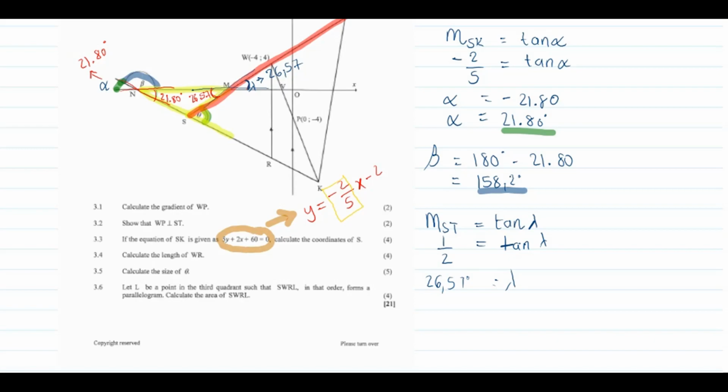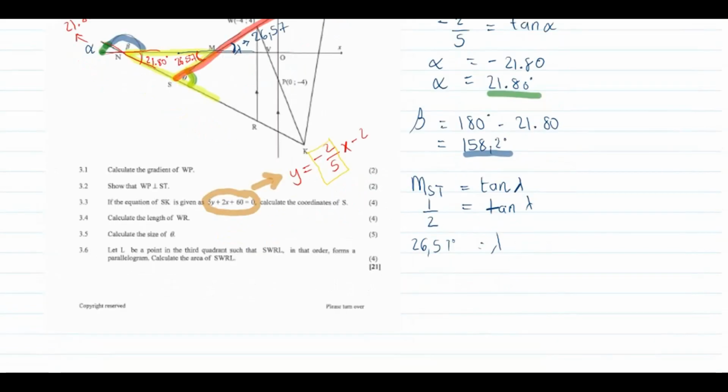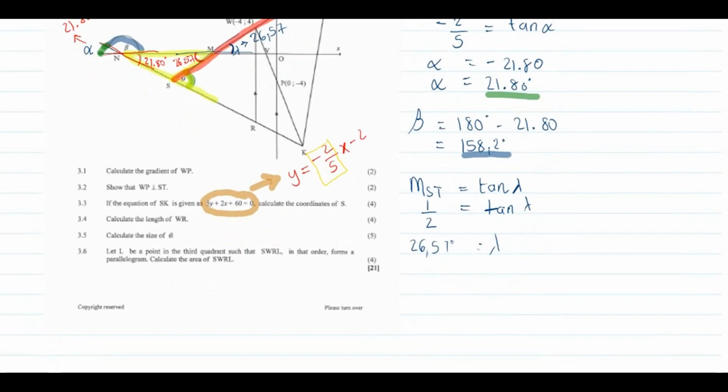And we know that your exterior angle is equal to the sum of your opposite interior angles, right? So we can therefore conclude that theta is equal to 21.80 degrees plus 26.57 degrees, and that is going to give you 48 point. So let's just quickly check that. 21.80 plus 26.57.